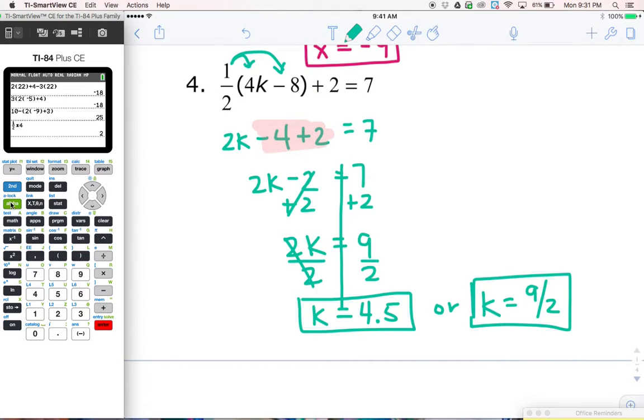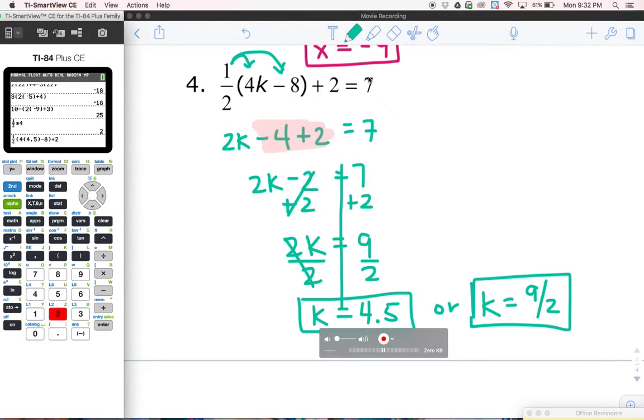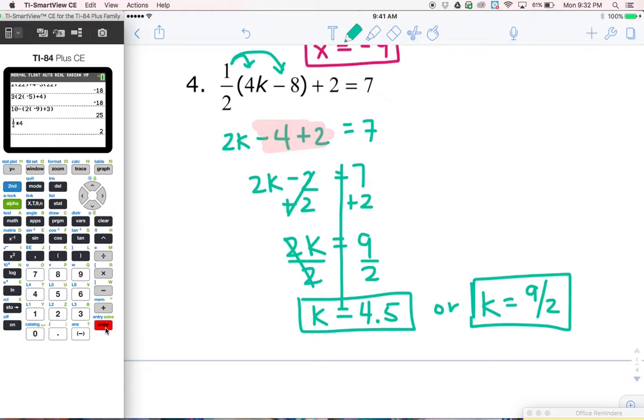Here we go. So we've got 1/2. So I'm doing alpha y equals 1/2. Okay, oops. Now I've got parentheses and I've got 4. And for k, I'm using 4.5 minus 8. Close parentheses. Don't forget about that +2. When I press enter, I should get 7, right? I should get 7. And I do. So I know that I'm right.